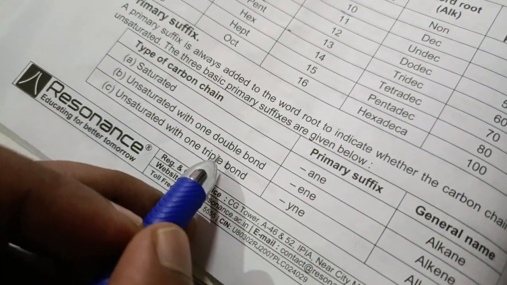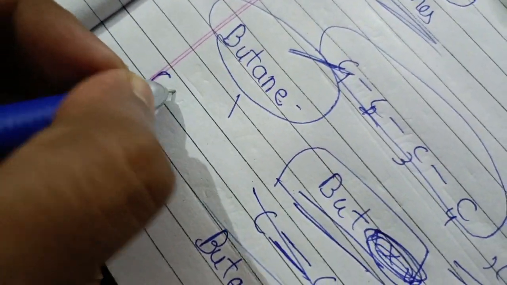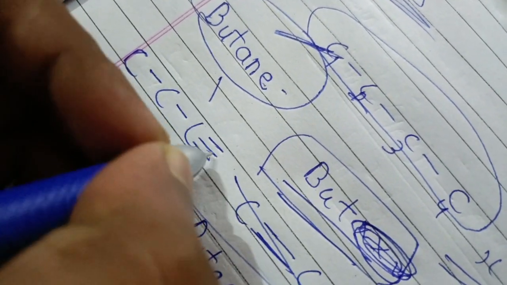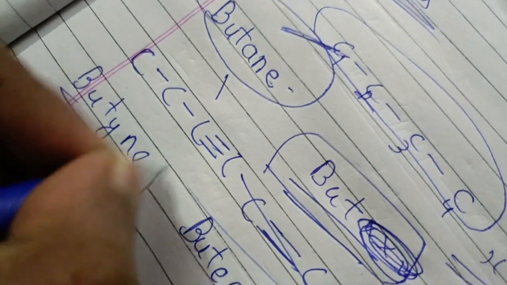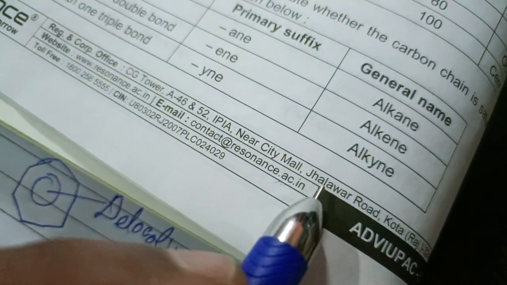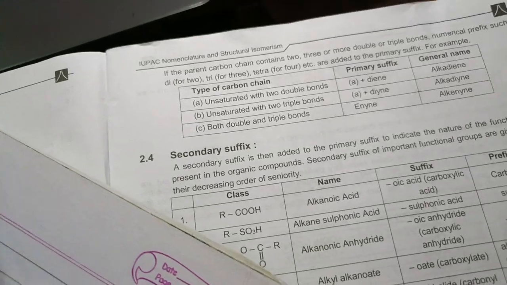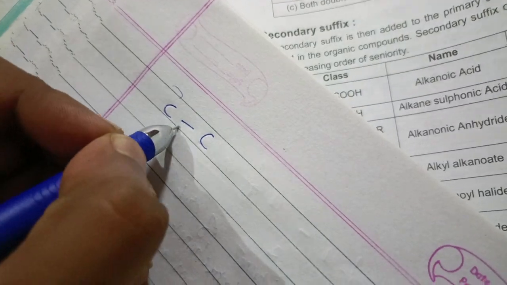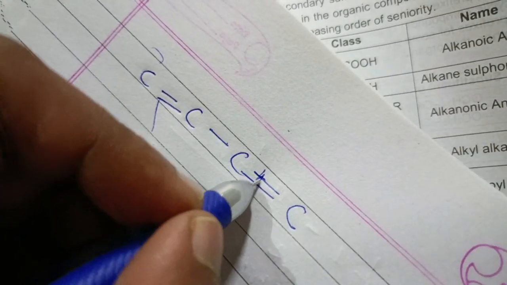Unsaturated with one triple bond. Sorry, my bad. If it's like C C C with a triple bond, then it's butyne, the alkyne. In case there are two double bonds, like the one I showed before, I messed up. This one has two double bonds. See, they're double bonds, not triple bonds.